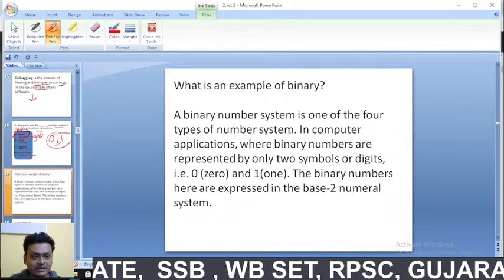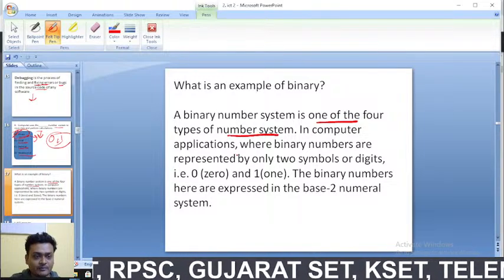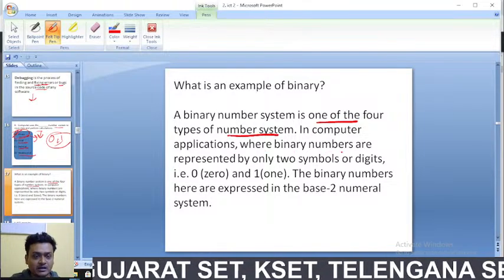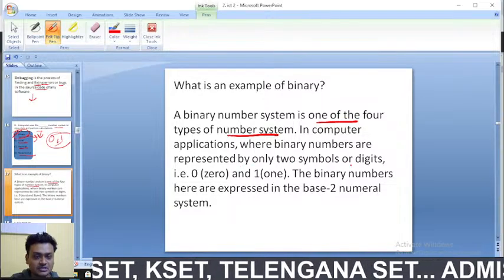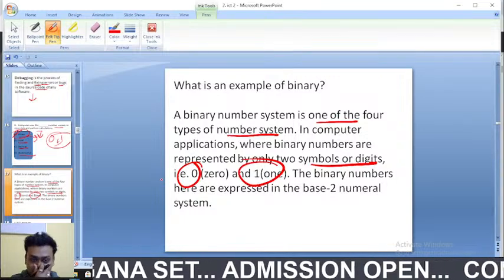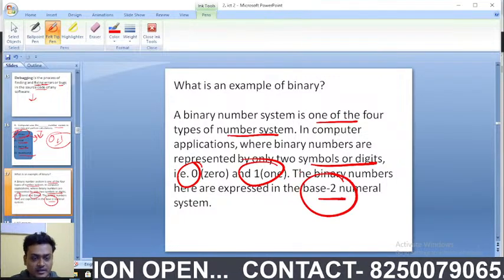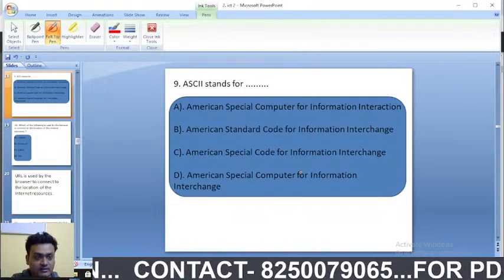What is binary? A binary number system is one of the 4 types of number system in computer application where binary numbers are represented by only 2 symbols or 2 digits. One is 0, another one is 1. And its base is 2, ठीक है, the base is 2.